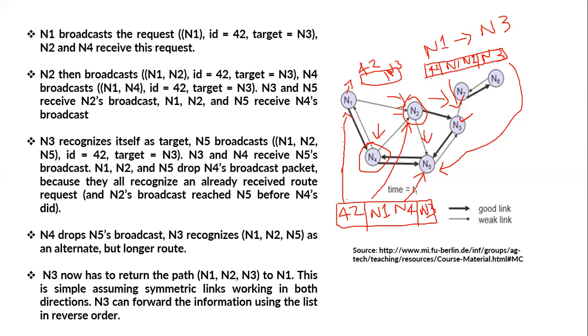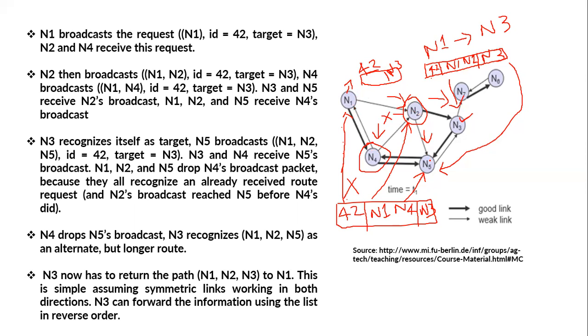So N4 has broadcast this packet to N1, N2, and N5. First it goes to N1. N1 checks whether this is a duplicate packet. Yes, it is a duplicate packet because N1 itself originated this packet with the same ID 42. So N1 will just drop this packet. Then the packet also reached N2. N2 checks whether it's a duplicate packet. Yes, it already received that from N1. So N2 will drop it.